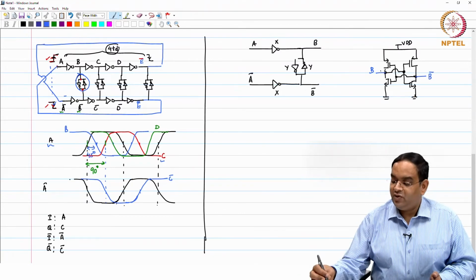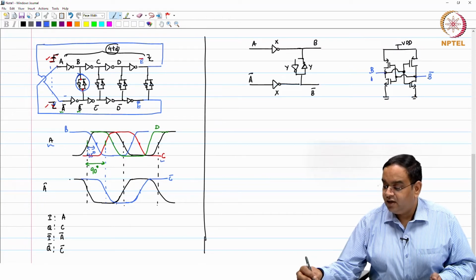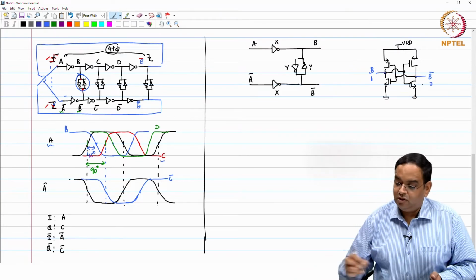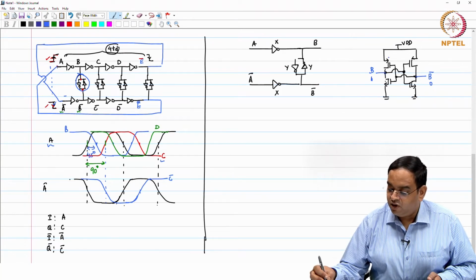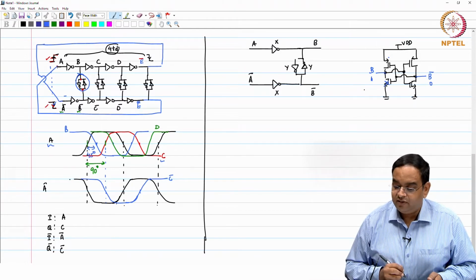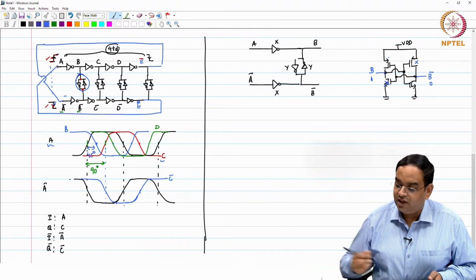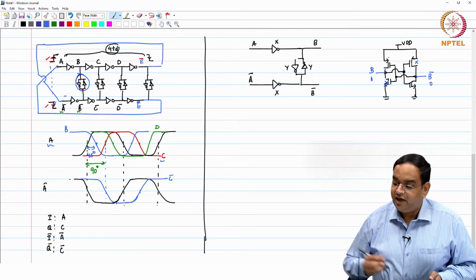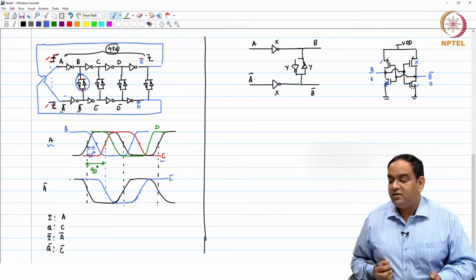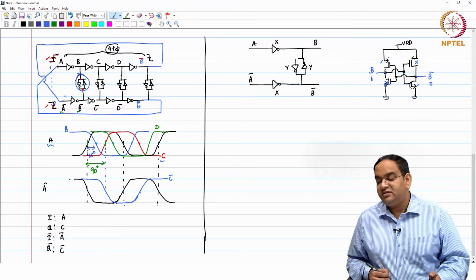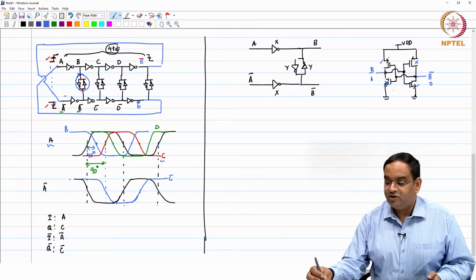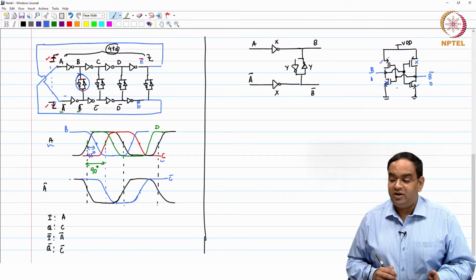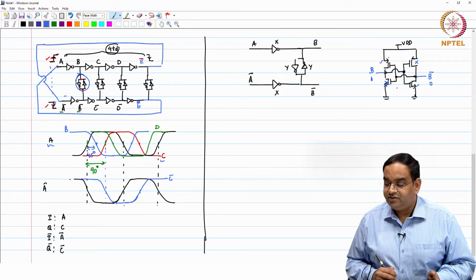So, when you have, let us say, B as 1 and B bar as 0, your NMOS, this NMOS is turned off and this PMOS is turned off, right. And these two MOSFETs are turned off because the output VDS is equal to 0, but the other ones, NMOS and PMOS, are turned off because their gate overdrive is less than 0.